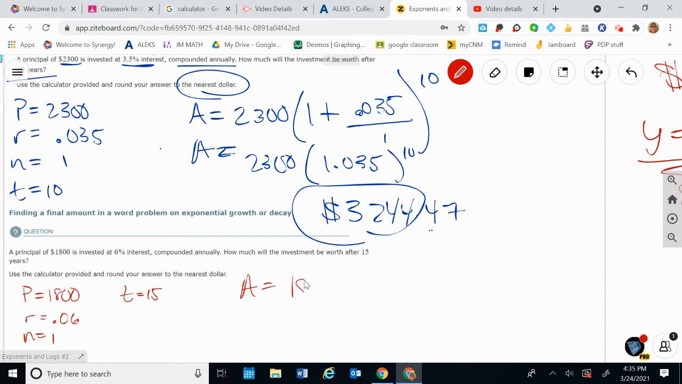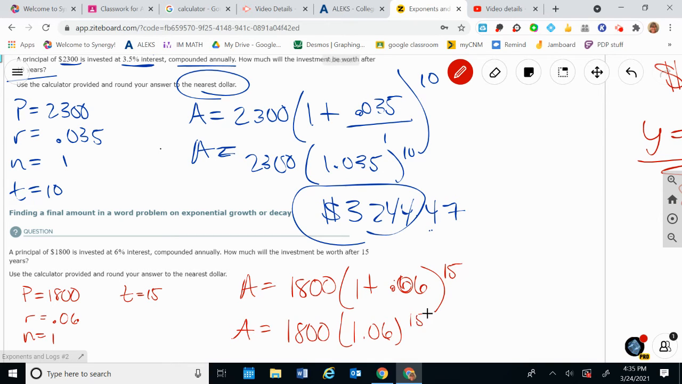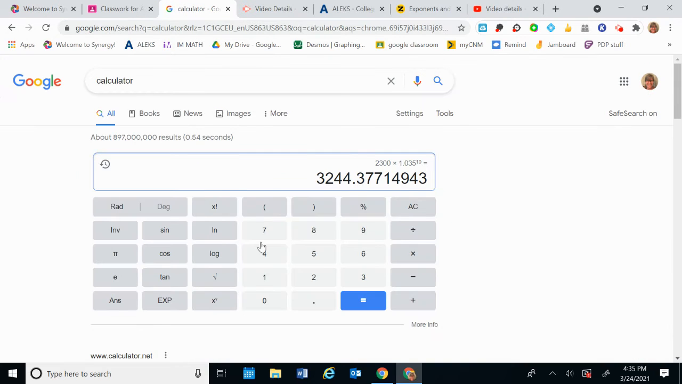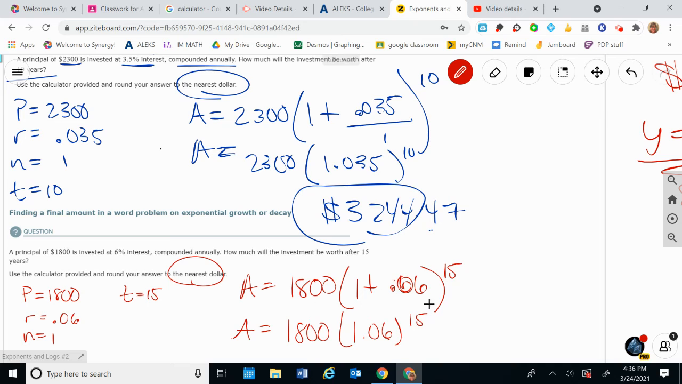A equals 1800 times 1 plus 0.06 to the 15. I didn't multiply or divide by 1 because I don't need to. A equals 1800 times 1.06 to the 15. There you go. 4,313, and then round it up, so 4,314.